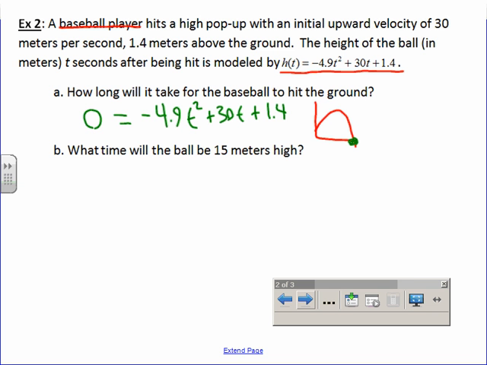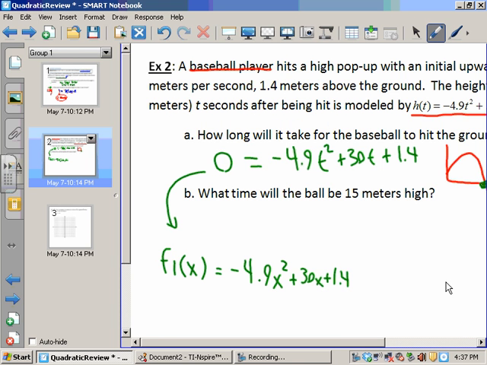We could possibly do this one by factoring, but looking at the numbers, it's not going to work out, so we're going to have to use graphing. So let's do that. So I'm going to go to the calculator, f1 of x. I'm going to put negative 4.9 x squared plus 30x plus 1.4. Now you could put f2 of x equals 0 and find the intersection, but the calculator actually already has a special tool for finding the zeros of the function, which is what we call this. So I'm going to show you how that works.